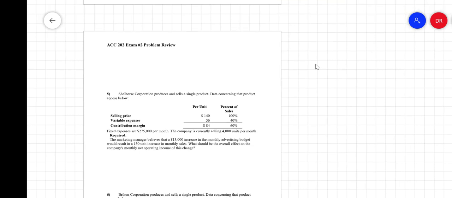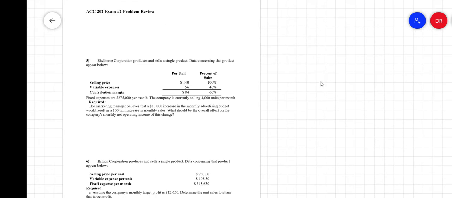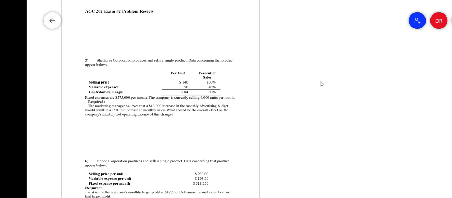And in number 5 here, we have Shell Horse Corporation producing and selling a single product. They have data concerning the product: the selling price per unit, the variable expense per unit, the contribution margin per unit, as well as the percent of sales.